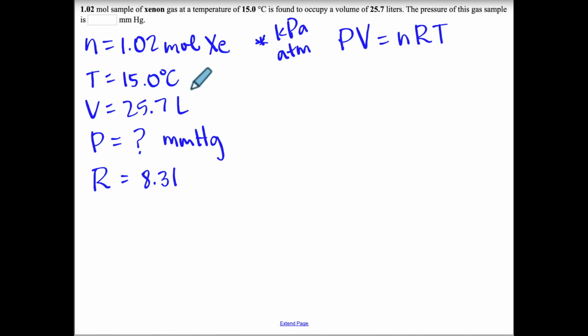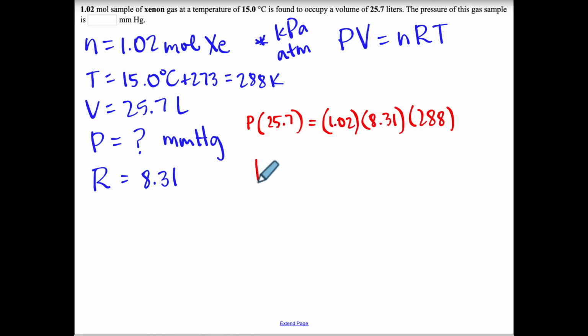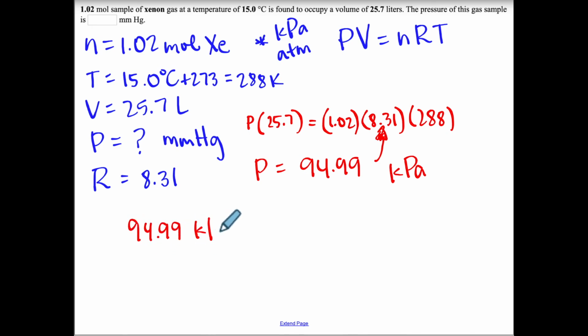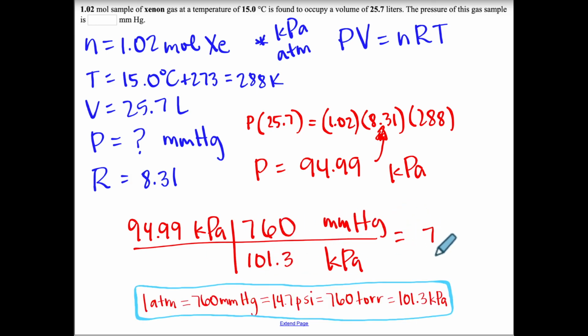For temperature, we can't have Celsius. We have to change to Kelvin. Volume is in liters, so that's good. And again, our pressure is going to come out in kilopascals, and then we'll convert to millimeters of mercury. We will plug things in. We solve for P, and we get 94.99. Again, because we have 8.31 as our R, it's going to be kilopascals. So we now need to convert 94.99 kilopascals to millimeters of mercury. We get 713 millimeters of mercury.